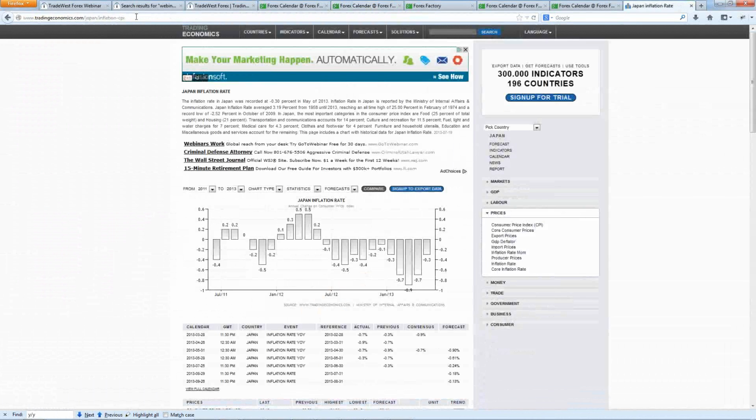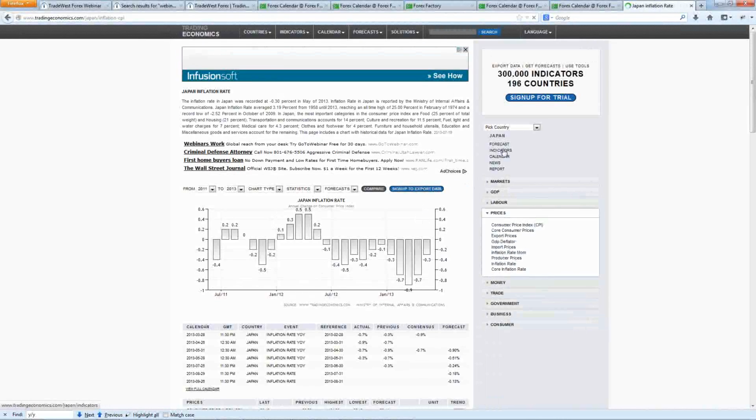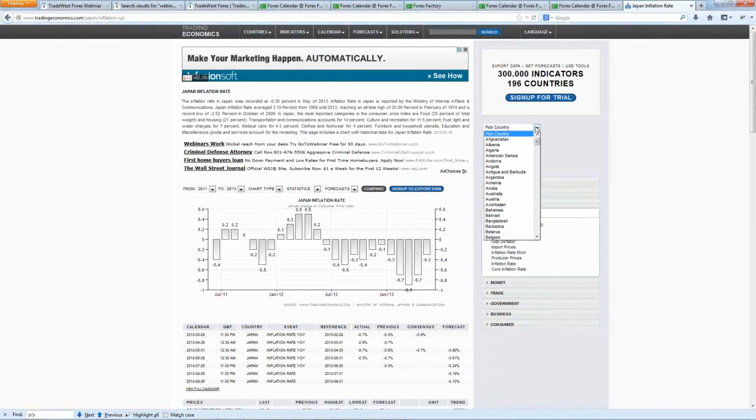that I've always used for looking at both inflation and interest rate. It's all on this page. Okay, so you can see inflation rate right here. You click that, and then you can pick the country, and you can see here's Japan. You know, we got Japan up.